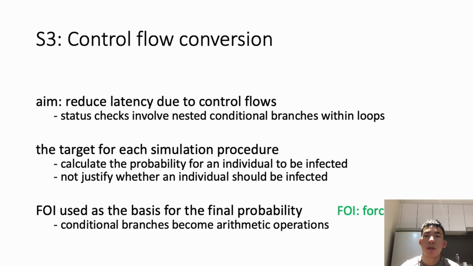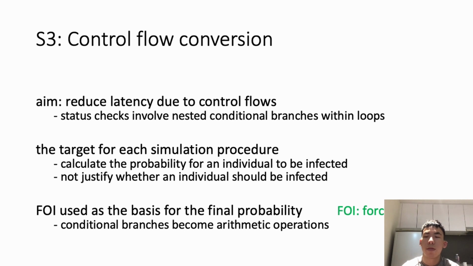As the simulation procedure includes frequent status checks, there are lots of nested conditional branches within loops. These branches can cause difficulty for static optimization and exhaust on-chip resources. An algorithmic adaptation is therefore proposed to mitigate this effect and reduce latency and delay paths. Instead of justifying whether an individual should be infected, the target for each simulation procedure is directed to calculate the probability for one individual to be infected.